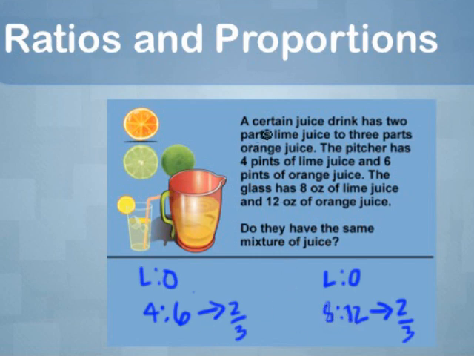Make a note that the original ratio for the juice drink has 2 parts lime juice to 3 parts orange juice. So each of these individual ratios is also proportional to the recipe. This means that the concentration of lime to orange juice is identical from the pitcher to the glass. Testing for equivalent ratios is one way to see if there's a proportion. Sometimes you'll need to create a proportional amount based on an initial ratio. Let's look at an example.